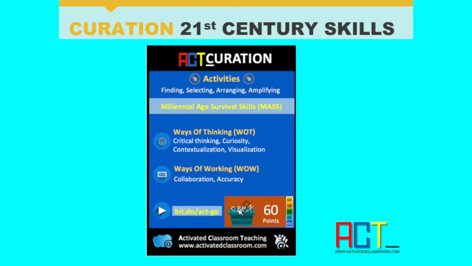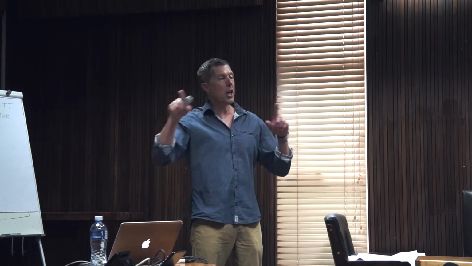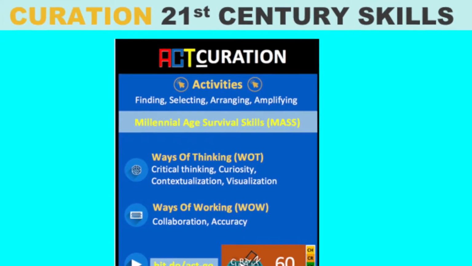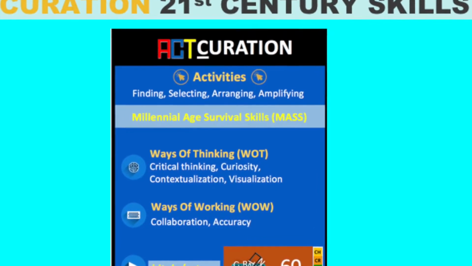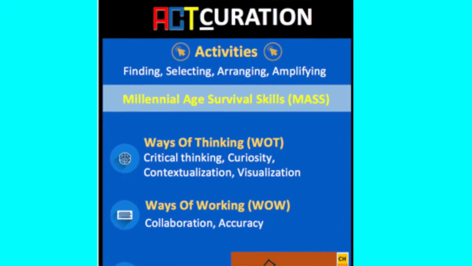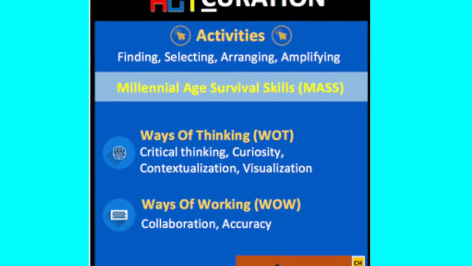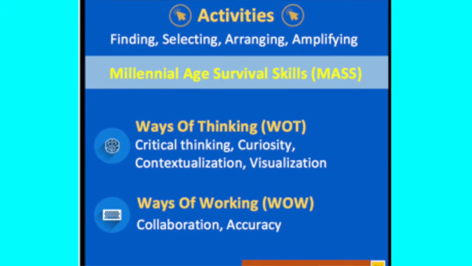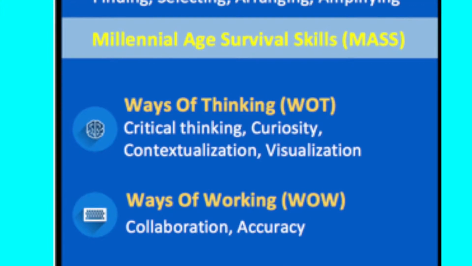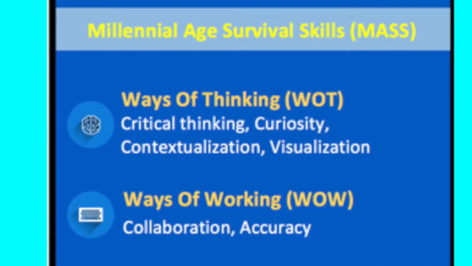And it develops what I refer to as millennial age survival skills. We'll see these coming up for each of the pedagogies. They split into 2: ways of thinking and ways of working. As we go through each of these pedagogies, you will find as we go up higher, they develop more of these things. They really suck us in more in terms of our brain. So curation is more around critical thinking, curiosity, contextualization, and visualization. In terms of working, it involves collaboration and accuracy.